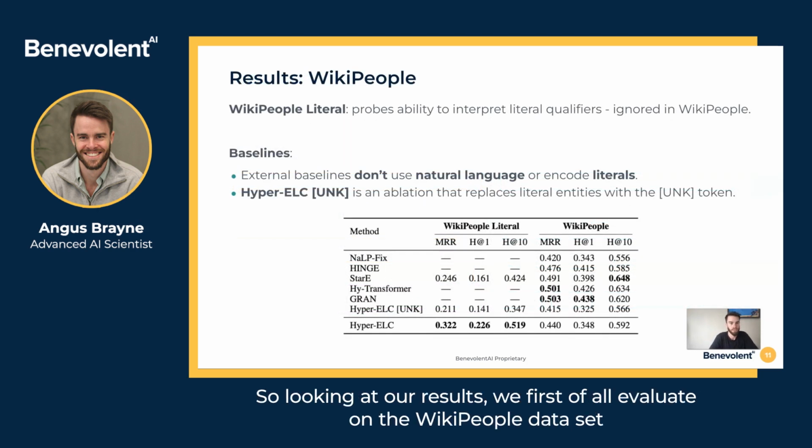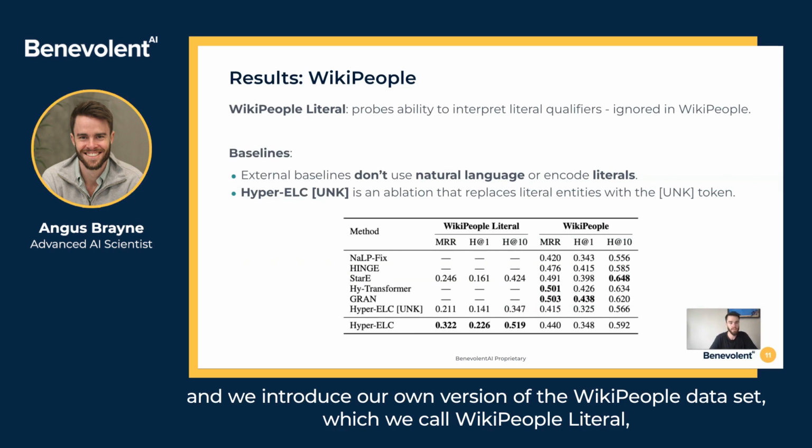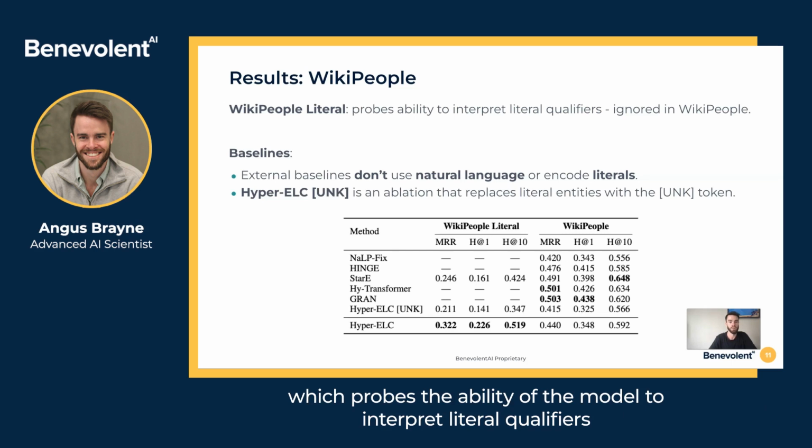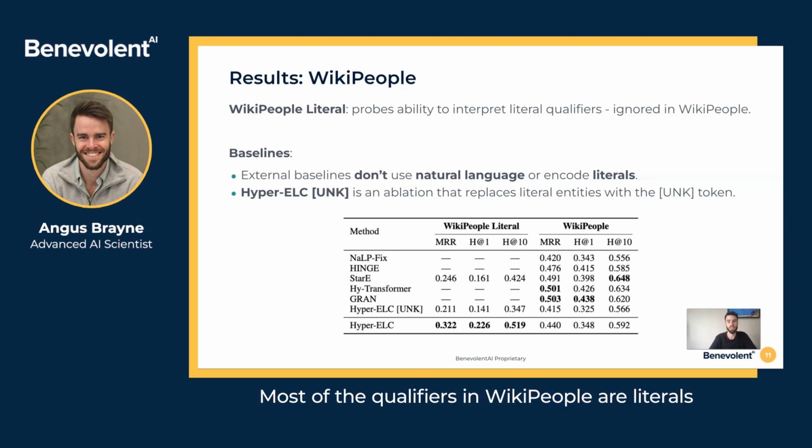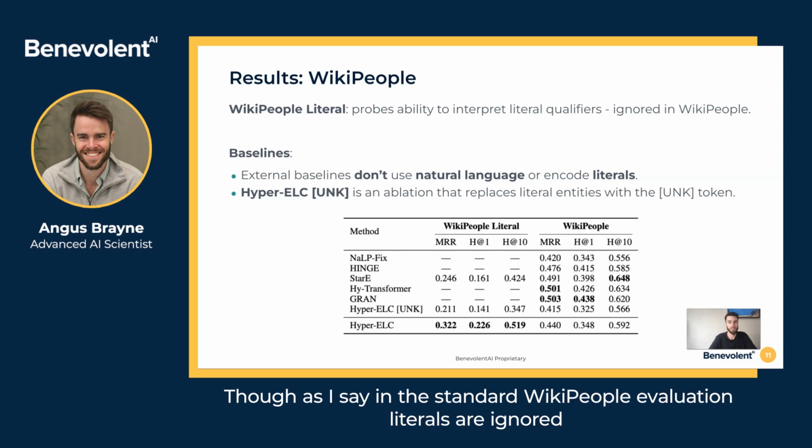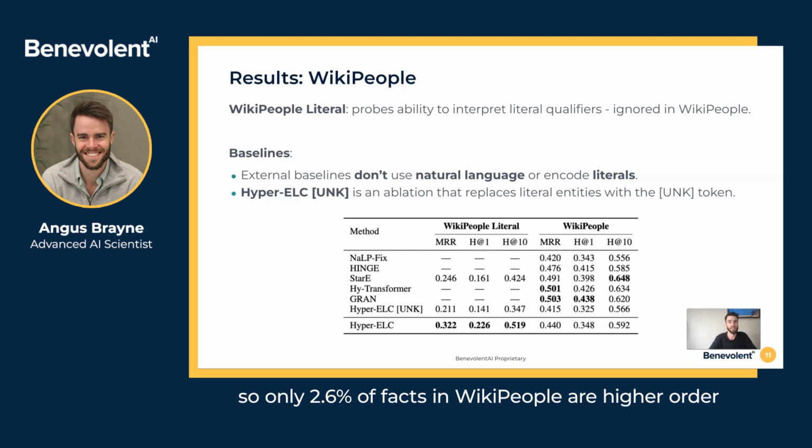So looking at our results, we first of all evaluate on the WikiPeople dataset, and we introduce our own version of the WikiPeople dataset, which we call WikiPeople literal, which probes the ability of the model to interpret literal qualifiers, which are often ignored in the standard WikiPeople evaluation. Most of the qualifiers in WikiPeople are literals. Date times are in 12% of statements. Though, as I say, in the standard WikiPeople evaluation, literals are ignored, so only 2.6% of facts in WikiPeople are higher order.